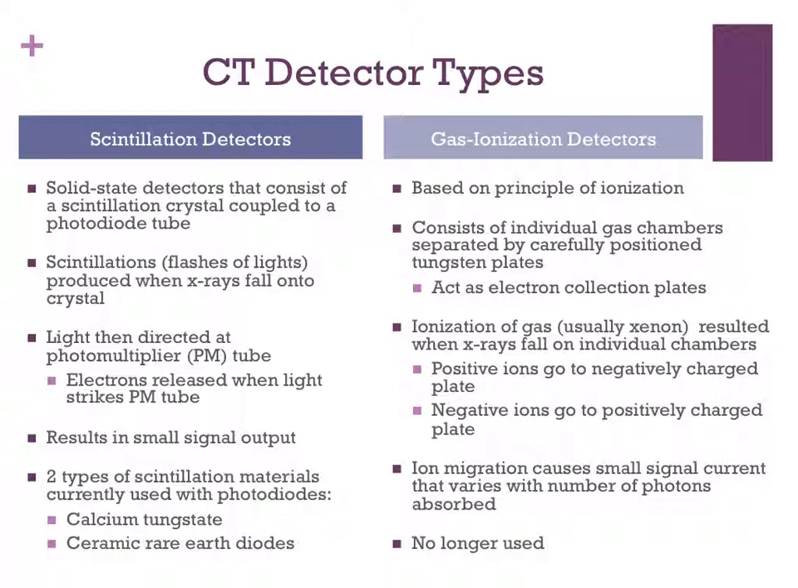The scintillation materials currently used with the photodiodes are cadmium tungstate and a ceramic material made of rare earth oxides. These crystals are usually optically bonded to the photodiodes. The conversion efficiency and the photon capture efficiency of the cadmium tungstate are 99% for each, and the dynamic range is 1 million to 1.